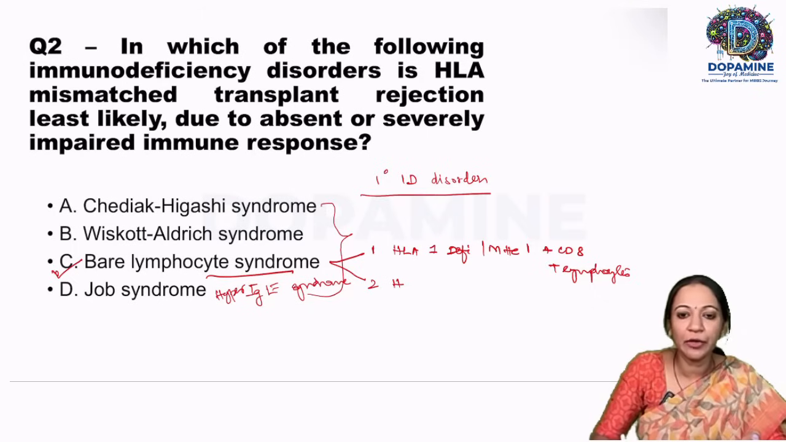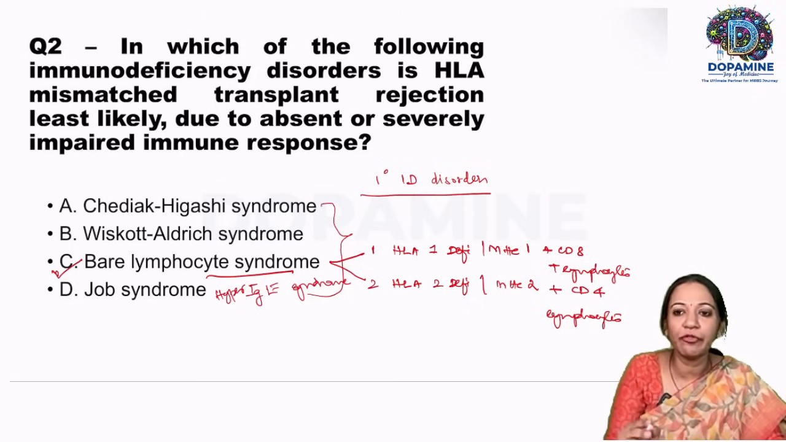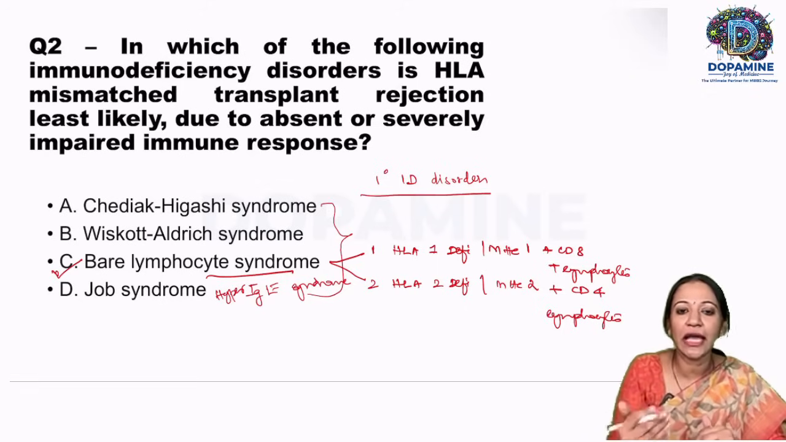So what is type 2, which is actually HLA2 deficiency? That is, class 2 MHC2 genes are not available. So this MHC2 will combine with CD4 lymphocytes. So these are the two types of Bare lymphocyte syndrome, type 1 and type 2. In these people, obviously, transplant rejection cannot occur because of the absence of MHC 1 and 2 complexes. So we'll also have a quick recap of the other two, that is Chediak-Higashi and Wiskott-Aldrich syndrome, because they are again very, very important.